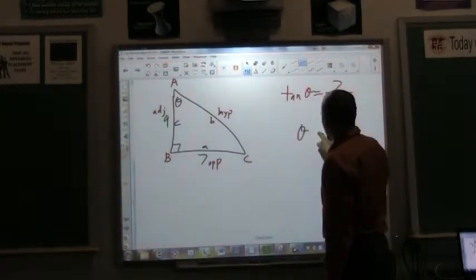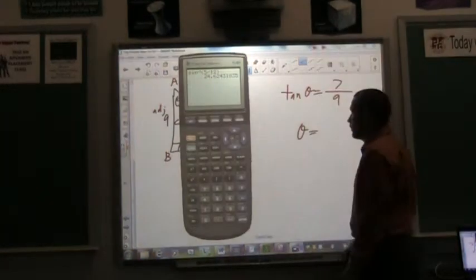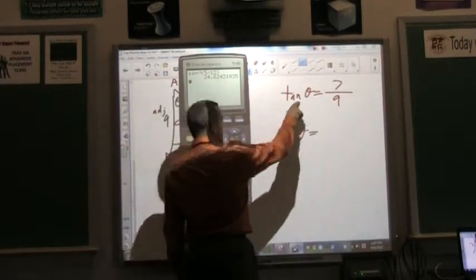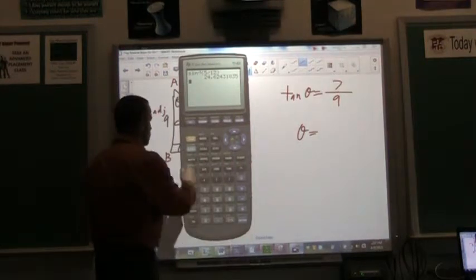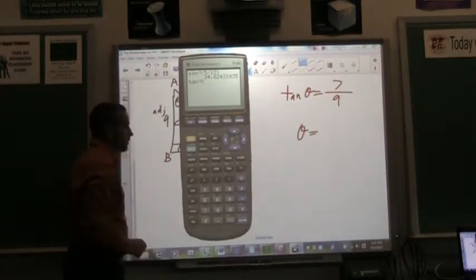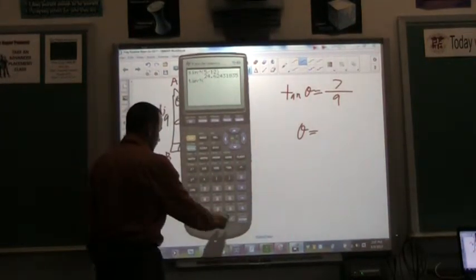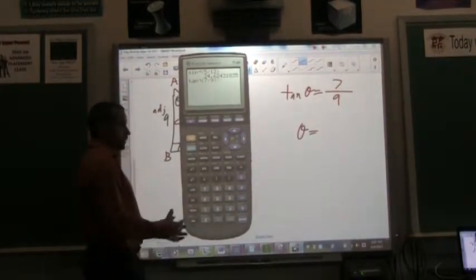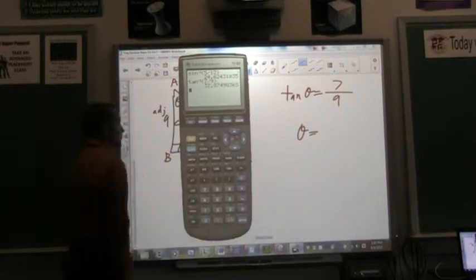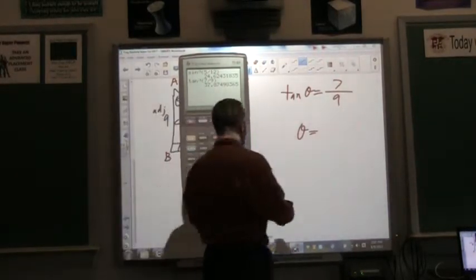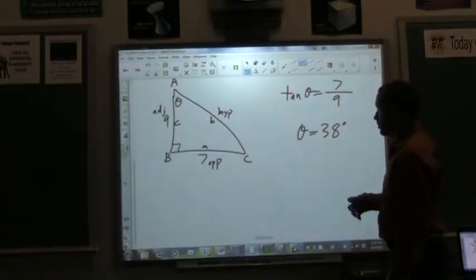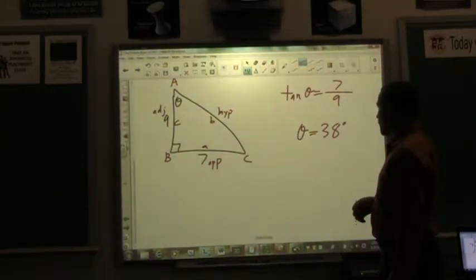So then, once again, you can go back to your calculator and tell it, I want to know what angle gives me a tan ratio of 7 over 9. So you do the inverse tan. And then you tell the calculator, my ratio is 7 divided by 9. I'm saying what angle creates that ratio? The calculator tells you 30 degrees. Okay, so there's finding a missing angle.